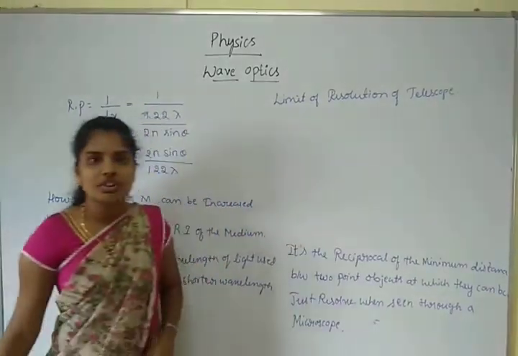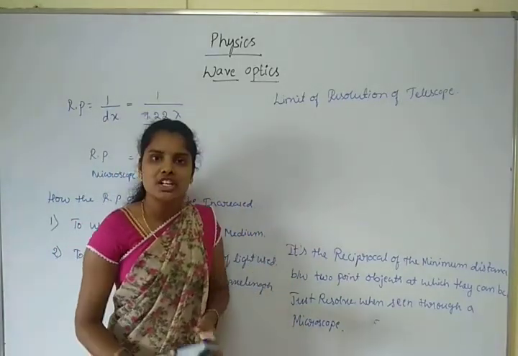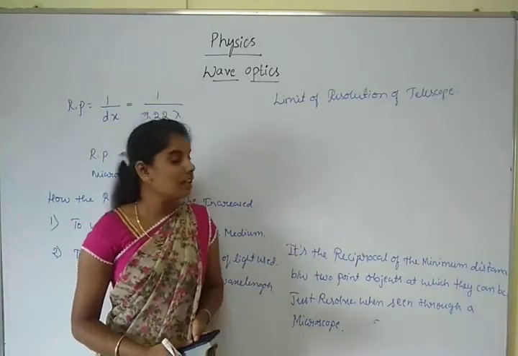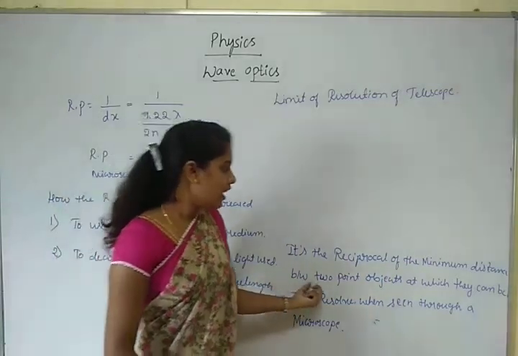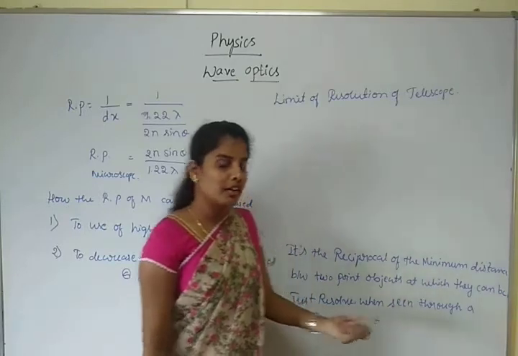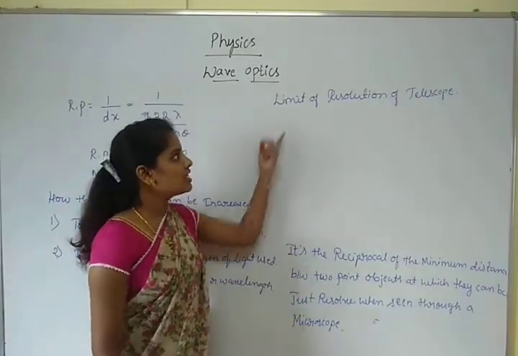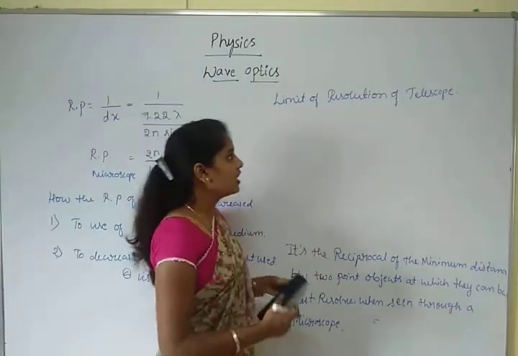Limit of resolution of a telescope is nothing but the minimum angular separation between two point objects at which they can be resolved when seen through a telescope. That is called the limit of resolution of a telescope.